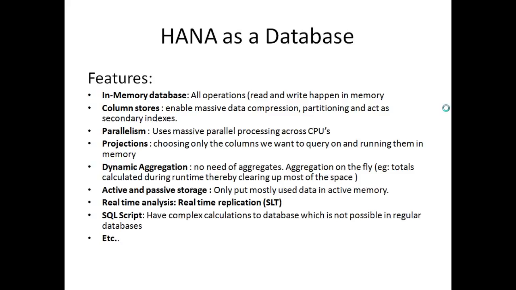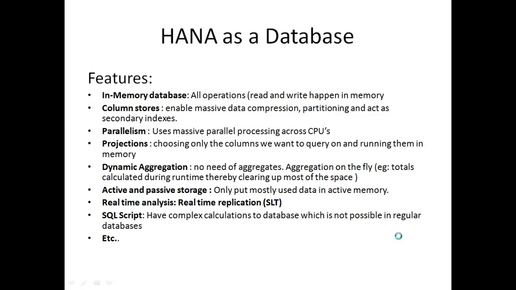And then the next one is parallelism. So what is parallelism in HANA? It means that the different CPUs process data in parallel, thereby saving a lot of time and space, and really increases the performance. Then we have the other feature, projections. Projections means we choose only the data we need to analyze. So we don't have to bring up all the data, because it's an in-memory database, and you can perform operations in memory and get really good performance. So you can choose only whatever data you really need.